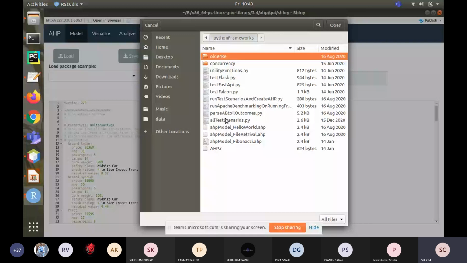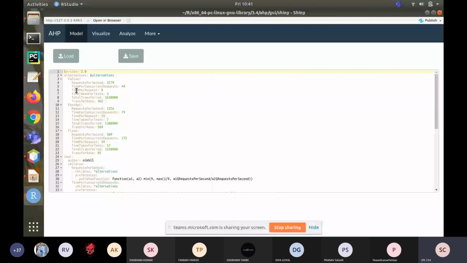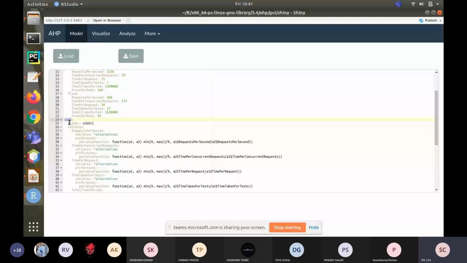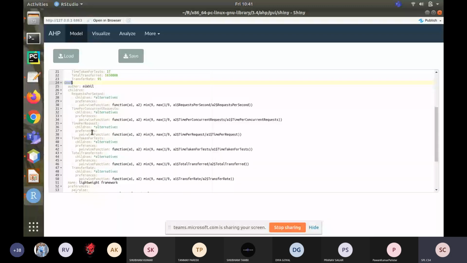Just for a simple Hello World program, I took three various alternatives, three various web frameworks: Falcon, FastAPI, and Flask. And for each of the three, I mentioned the requests per second, the time per concurrent request, time per request, time taken for test, and so on and so forth. And I tried to put all of them in mathematical format so that an easy comparison could be done. Finally, I defined a goal, which is to find the lightweight micro web framework.